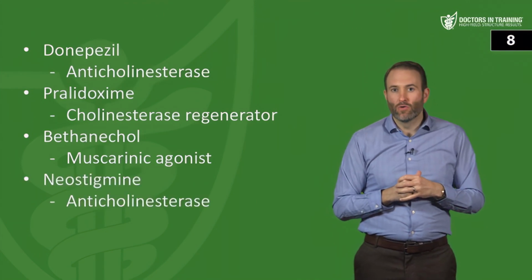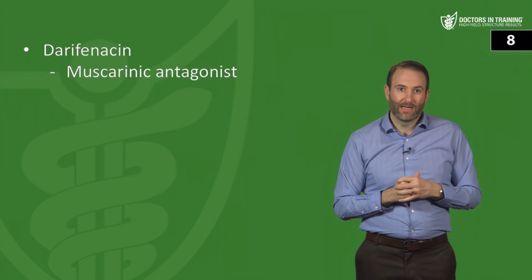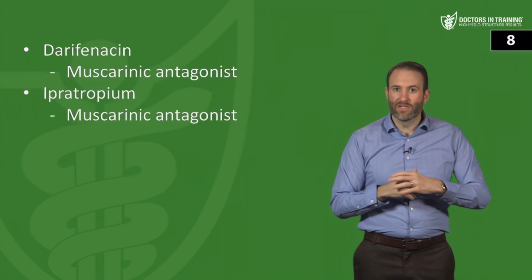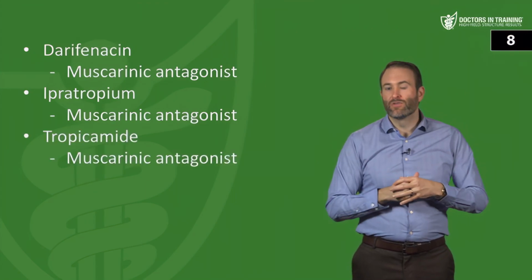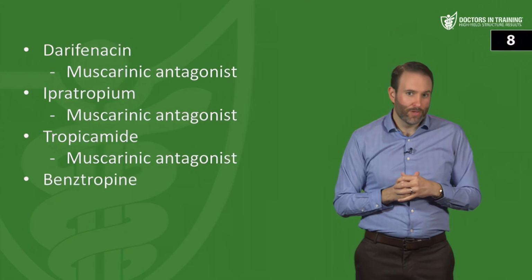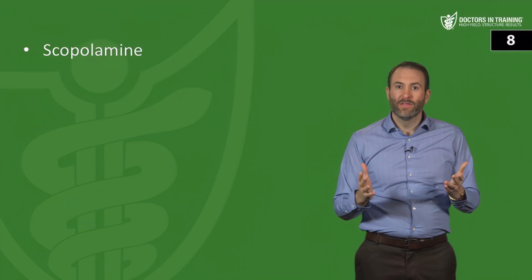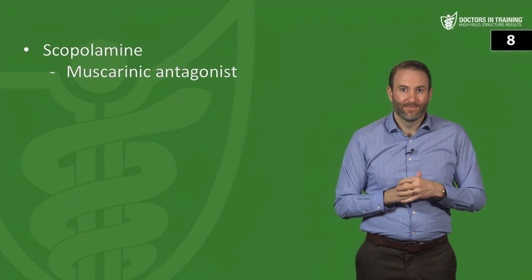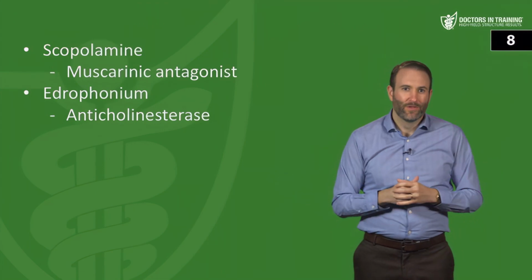Neostigmine is an anticholinesterase. Darifenacin is a muscarinic antagonist. Ipratropium is a muscarinic antagonist. Tropicamide is a muscarinic antagonist. And benztropine, that's going to be another muscarinic antagonist. Scopolamine, same thing, muscarinic antagonist. Edrophonium, finally, we have an anticholinesterase.